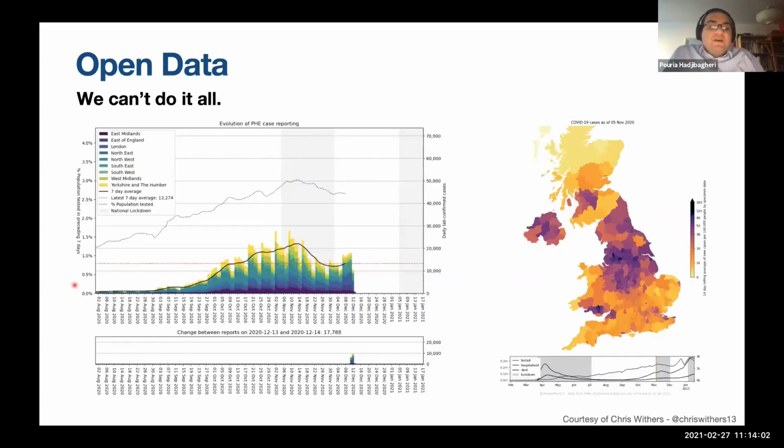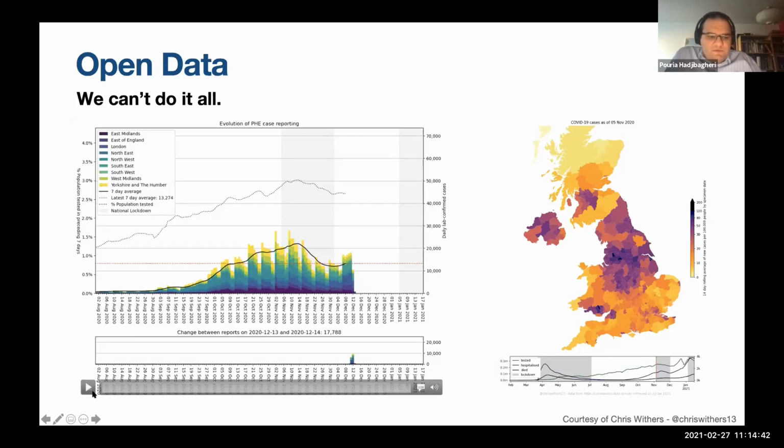We also can't do it all. It's impossible for us to do everything. It's impossible for the government to do everything. So having this level of openness would mean that people and institutions can collaborate and can make things happen and produce things that we don't have the time or resources to do. So these are examples of such collaborations, or if you like, the work that the public have done.